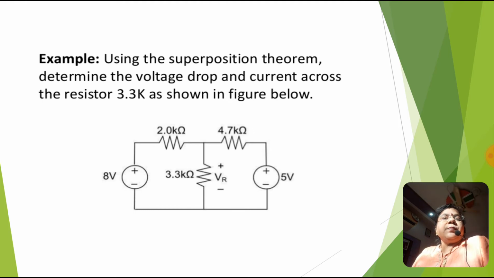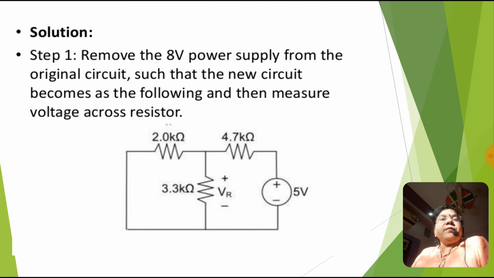Now we will solve this example using superposition theorem, so you will get a clear idea about the theorem. Using the superposition theorem, determine the voltage drop and current across the 3.3K resistor as shown in the figure. Here in this circuit, 8 volt and 5 volt are the two batteries, and 2K, 4.7K, 3.3K are the resistors connected in the circuit. So what is step 1? First we will remove the 8 volt power supply from the original circuit by short circuit, such that the new circuit becomes as the following, and then measure the voltage across the resistor.